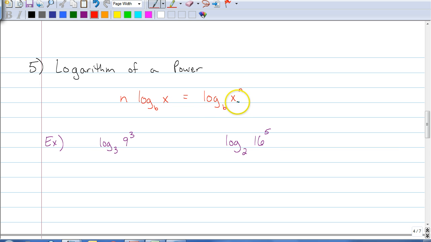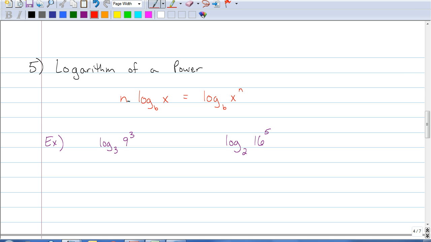Or we could look at it backwards. If we're given a situation like this, and if we're trying to simplify it, we could take that n and park it down in front of the logarithm. That's what this is saying. Or if we have a situation like this that we need to simplify, it might make it easier if we write it as the exponent for the x, because that's how this exponent and this number relate to each other. They're the same.